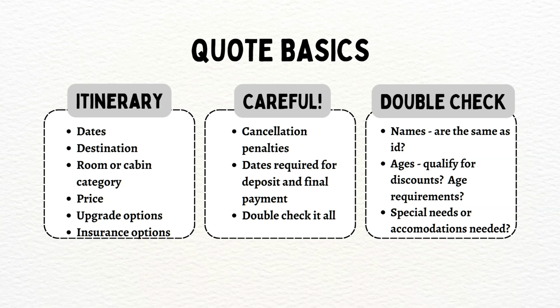Your itinerary. So your itinerary, you need your dates, your destination, your room or category cabin if you're doing a cruise, your price, your upgrade options. Yes, offer those upgrades because you do not know if someone would like to go with the ocean view instead of the inside, or say, if they've got a basic room, offer them the next room up. You never know. A lot of people are upgrading themselves, so make sure you offer those.